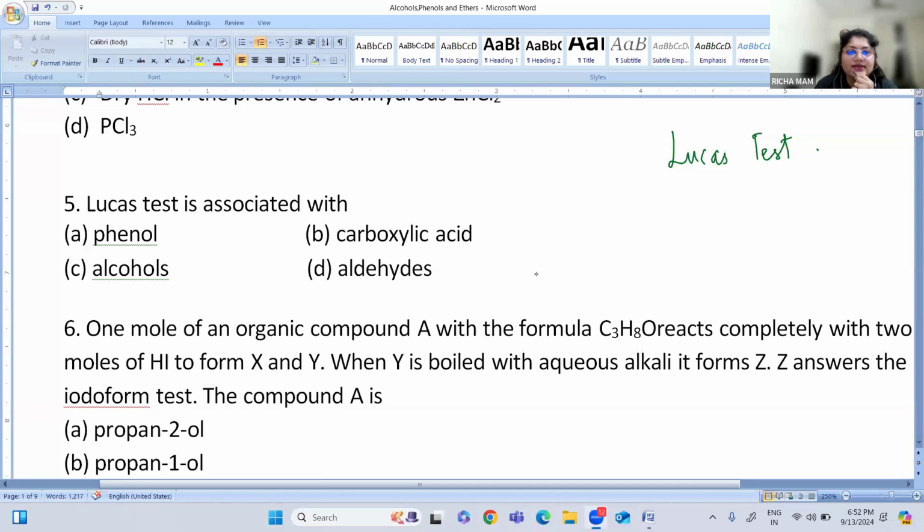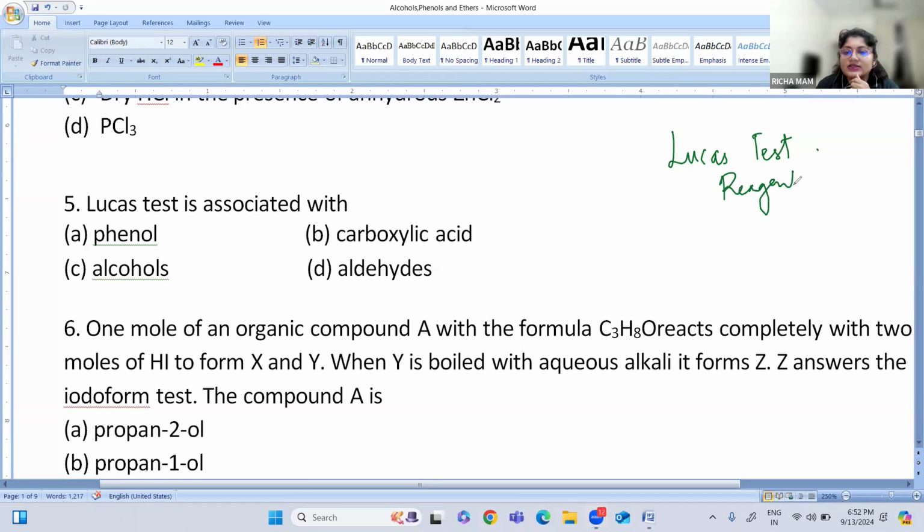Yes, Niharika has answered B. Srujana and Sanjana have answered A. Preeti has answered B. Asma Kencha has answered B. Yes, Baby has answered correctly. It is what? Lucas reagent. Okay, what is the Lucas reagent?